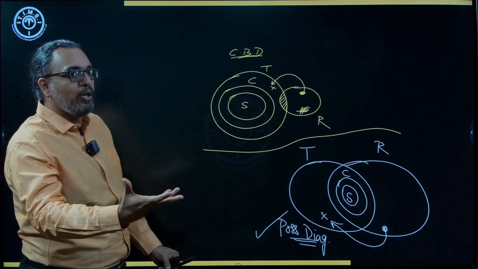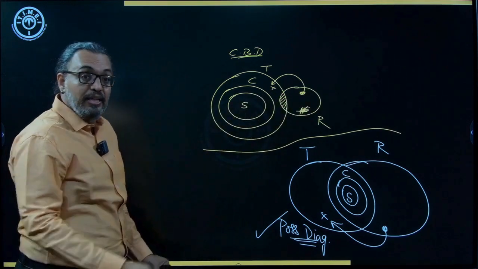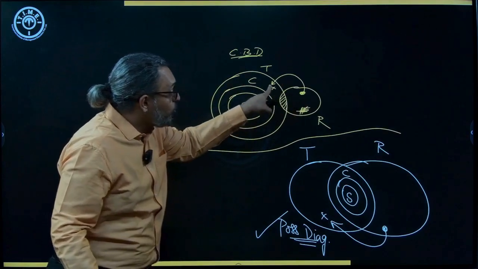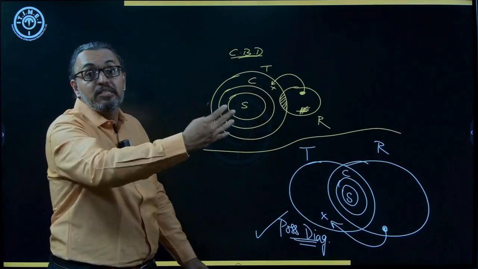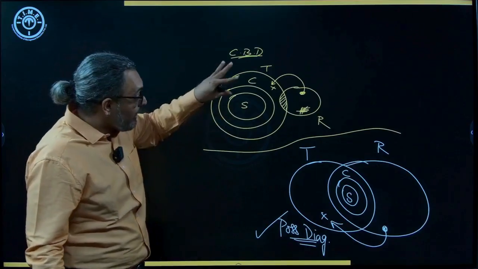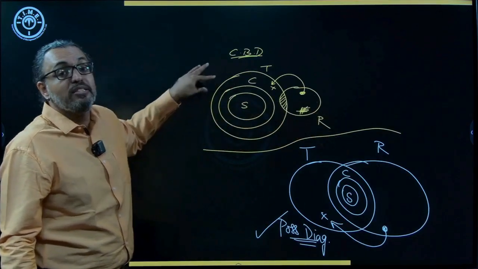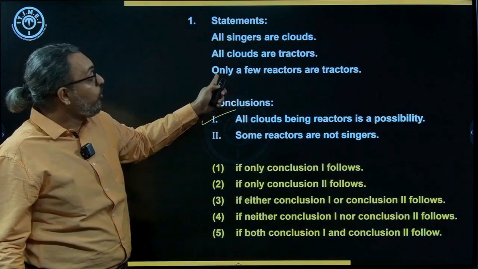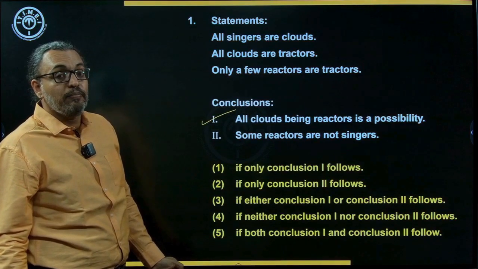Visually try to understand what happens if I take the complete R and put it inside S. Then the complete R will also move inside T. Am I allowed to do that? You are not allowed. See, that is why this indication is important. That will help you understand the movement of the circles. The complete reactor cannot go inside a singer because the complete reactor will go inside tractor. But then it will not satisfy my third statement. Only a few reactors are tractors will not be satisfied anymore.